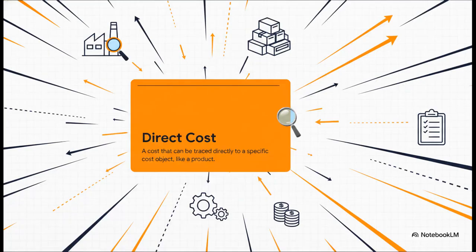A direct cost is defined as a cost that can be traced directly to a specific cost object, like a product or a specific department. Now, I want you to completely isolate your focus on those two words, traced directly. If you are physically holding a product in your hands, you should be able to point to a cost and say, I know exactly how much of this specific cost went into this specific unit. It's that exact mathematical link that makes it a direct cost.